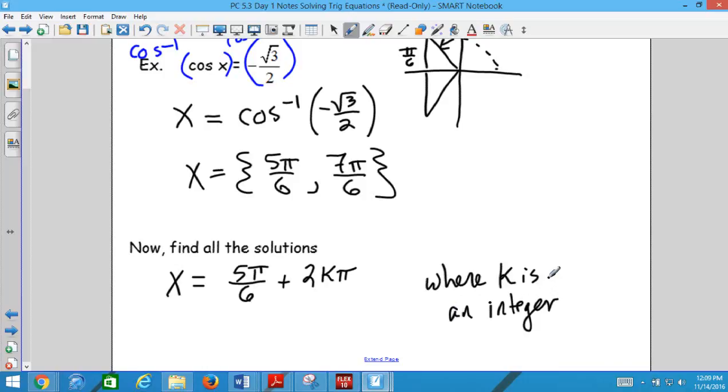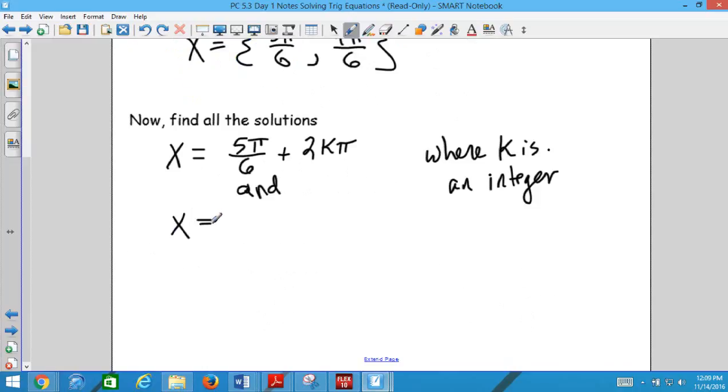But that's only one of those answers. There were 2 answers, so also we would write and 7 pi over 6 plus 2k pi, and I've already written where k is an integer. So there'd be 2 answers plus infinitely many versions of those answers. That'll be all the answers.